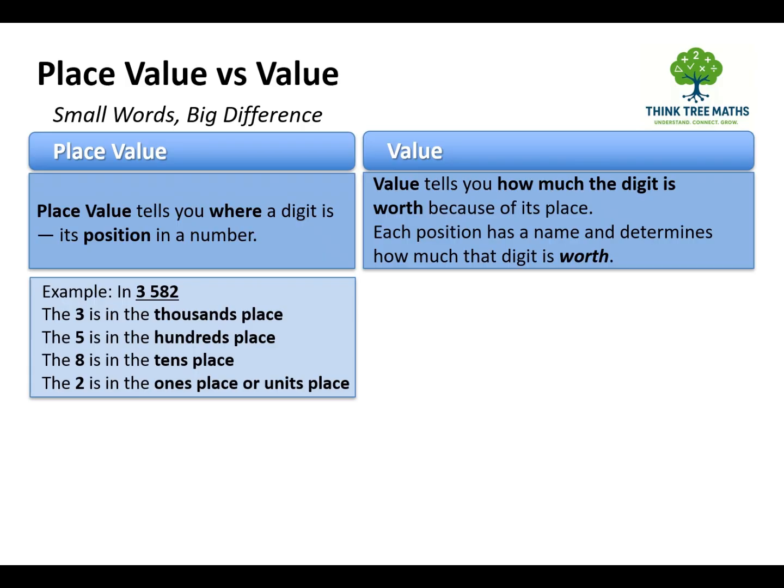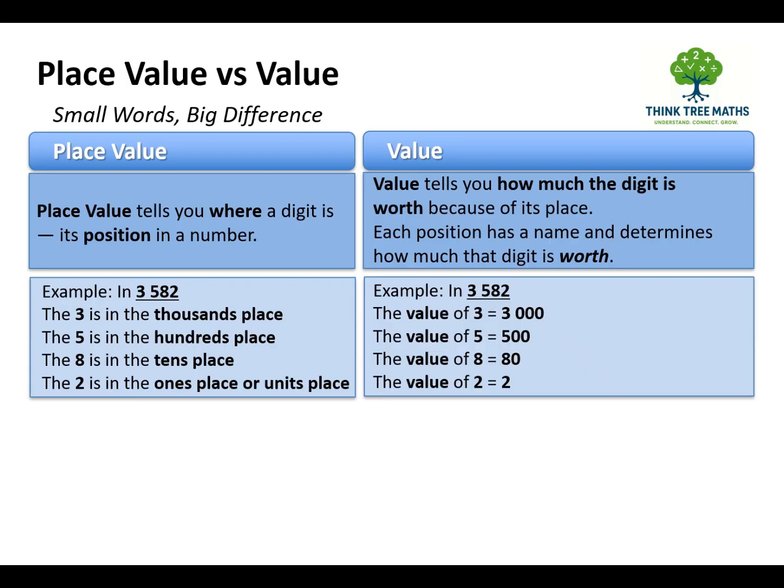Now, if it's place value, if you have a number like 3,582, the 3 is in the thousands place. The 5 is in the hundreds place. The 8 is in the tens place. The 2 is in the ones place, sometimes referred to as the units place.